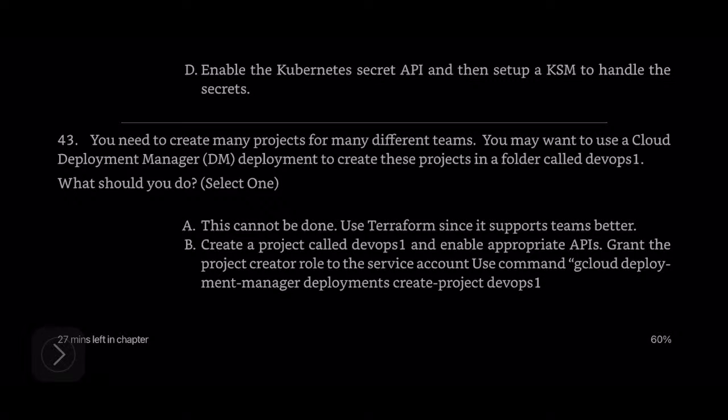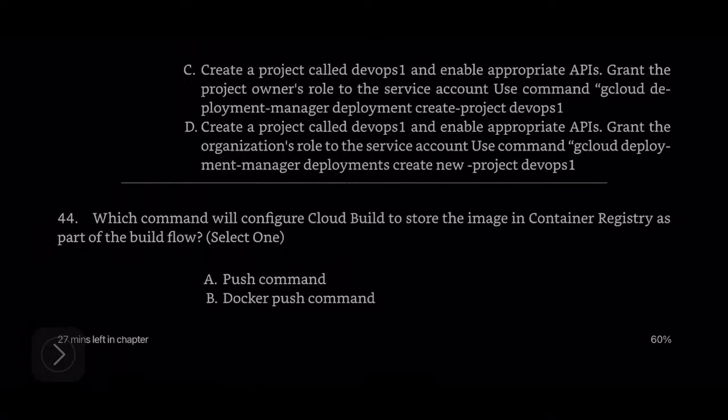Create a project called Devops 1 and enable appropriate APIs. Grant the project owner's role to the service account. Use command Cloud Deployment Manager deployment. Create a project called Devops 1 and enable appropriate APIs. Grant the organization's role to the service account. Use command Cloud Deployment Manager deployments.